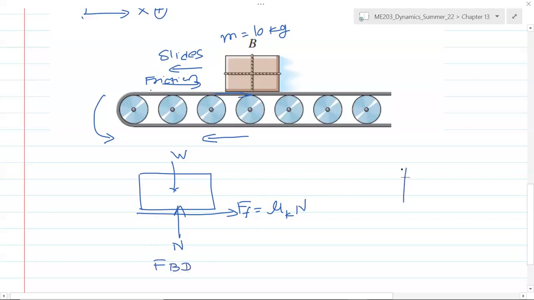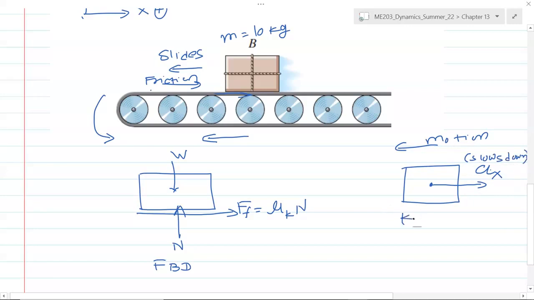Now the corresponding kinetic diagram. The block moves in the left direction, so this is the motion of the block, but it's actually slowing down. So the acceleration that it experiences, ax, is in the opposite direction, because the block slows down. Okay, and this is our kinetic diagram.